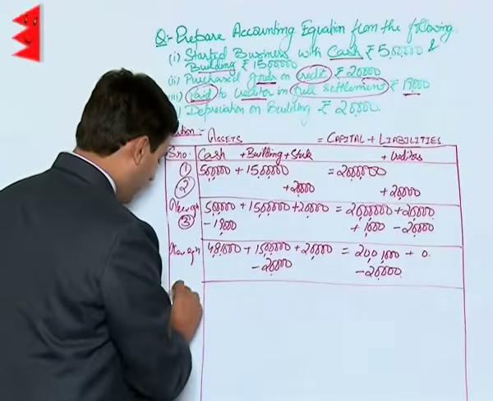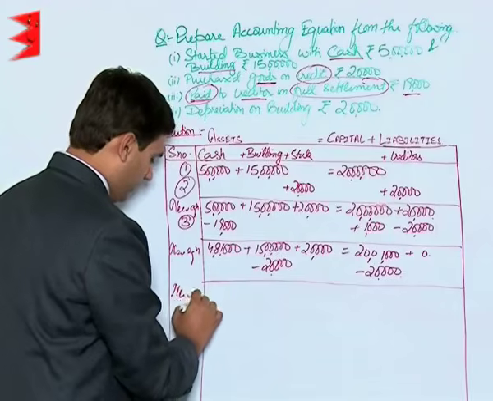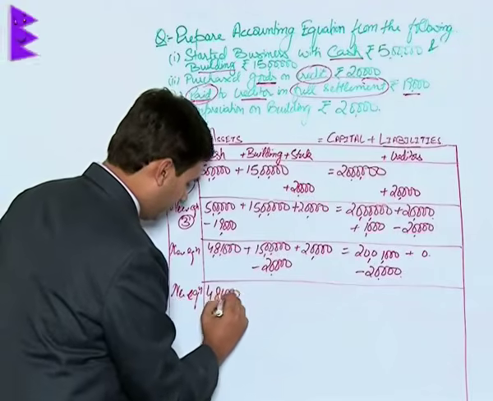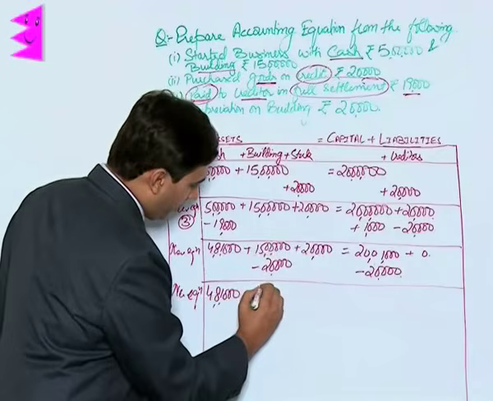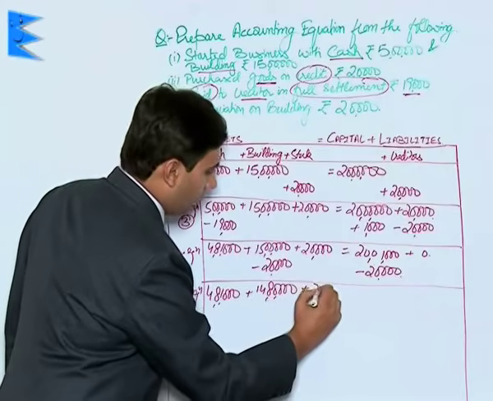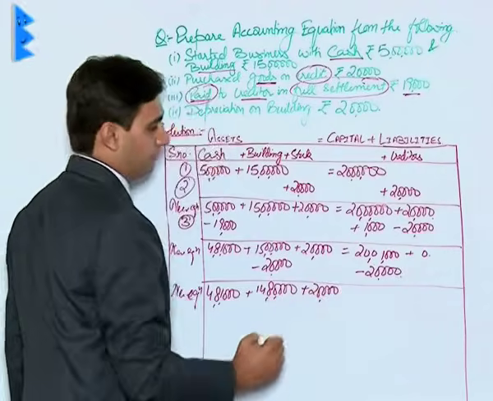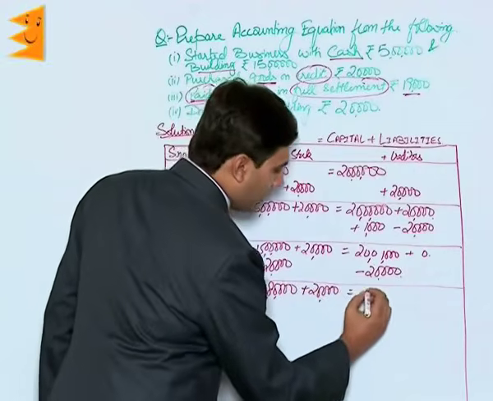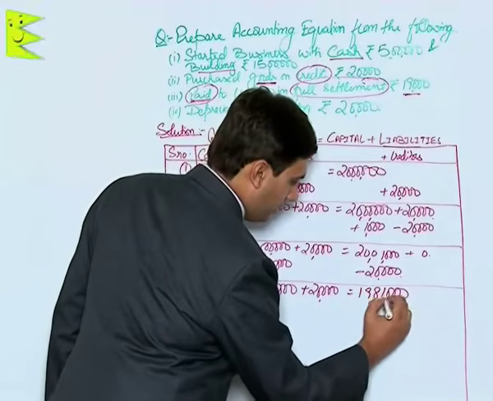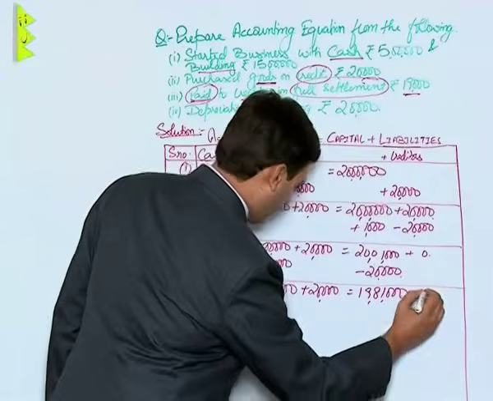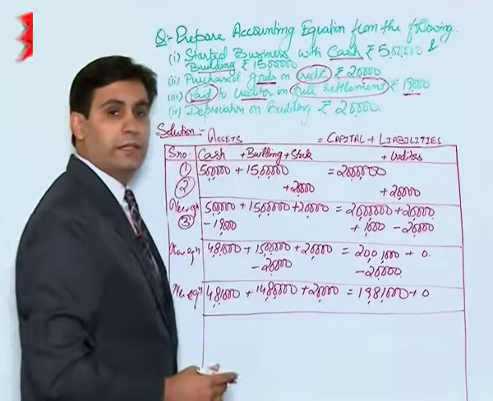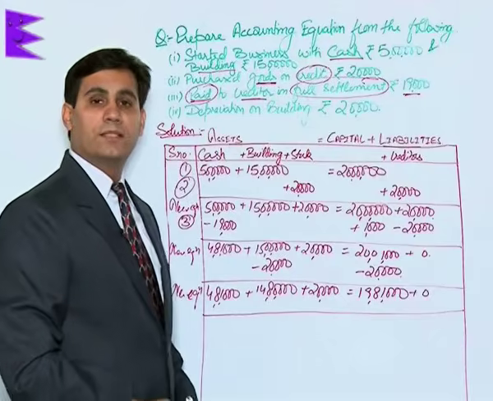Now let us check and see what our new equation comes. Cash of 4,81,000, building is of 14,80,000, stock is worth rupees 20,000, the capital has a balance of 19,81,000 and no creditors at all. And it can be verified that the total on both the sides is same.